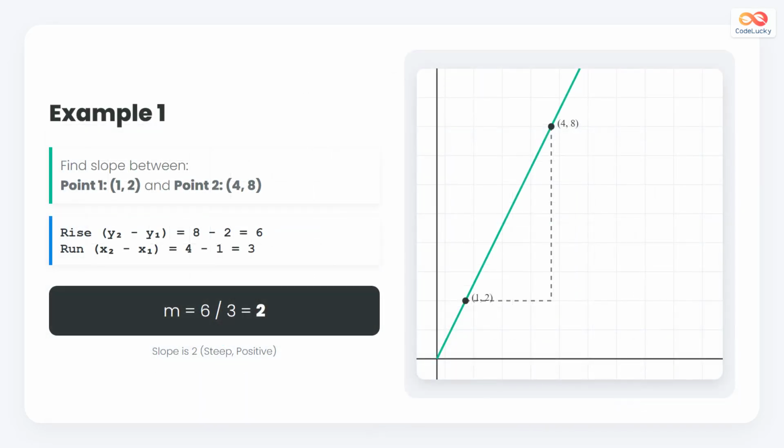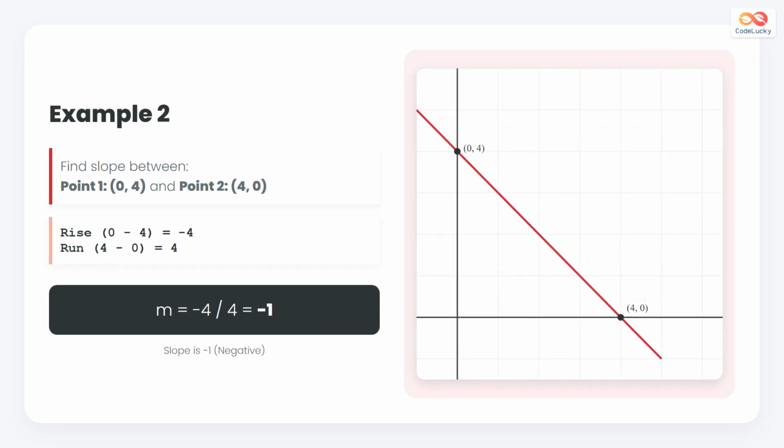Let us try an example. We want to find the slope between point 1 at coordinates (1, 2) and point 2 at coordinates (4, 8). First, we find the rise by subtracting the y values. 8 minus 2 equals 6. Then, the run by subtracting the x values. 4 minus 1 equals 3. Finally, 6 divided by 3 gives us a slope of 2.